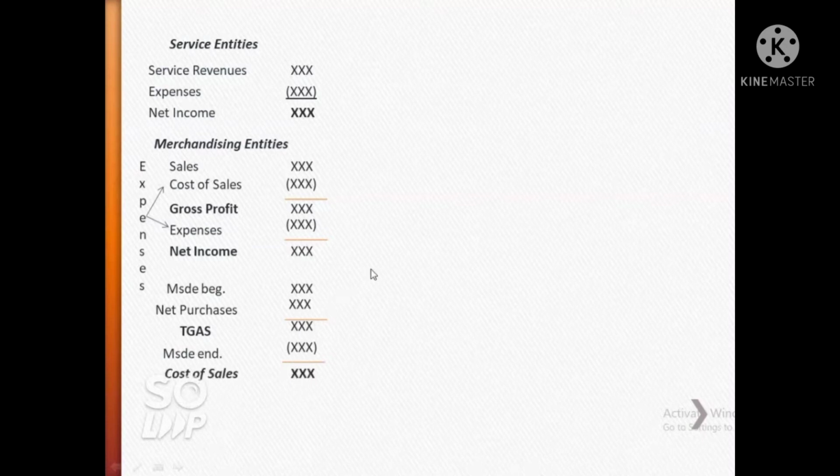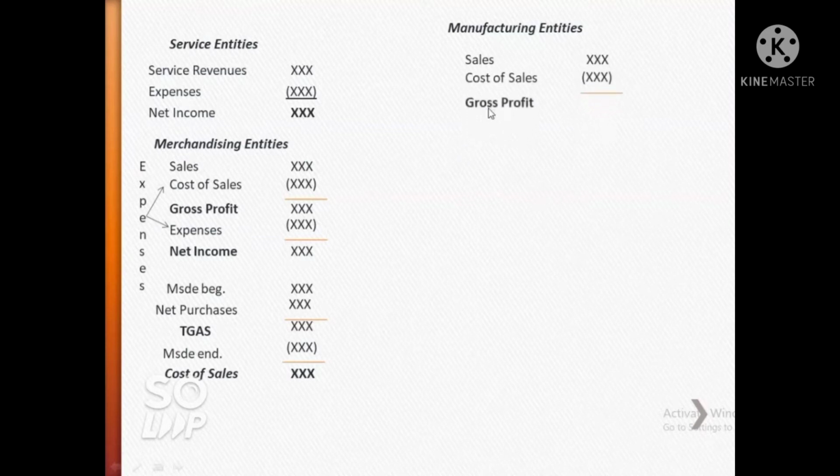So how about manufacturing entities? Manufacturing entities are similar with merchandising entities because they also start with sales, and you're going to deduct the cost of sales in order to get the gross profit also. And then from the gross profit, you deduct the expenses, the general and administrative expenses and the operating expenses, then you're going to get also the net income. So where are they different? They are different in the computation of the cost of sales.